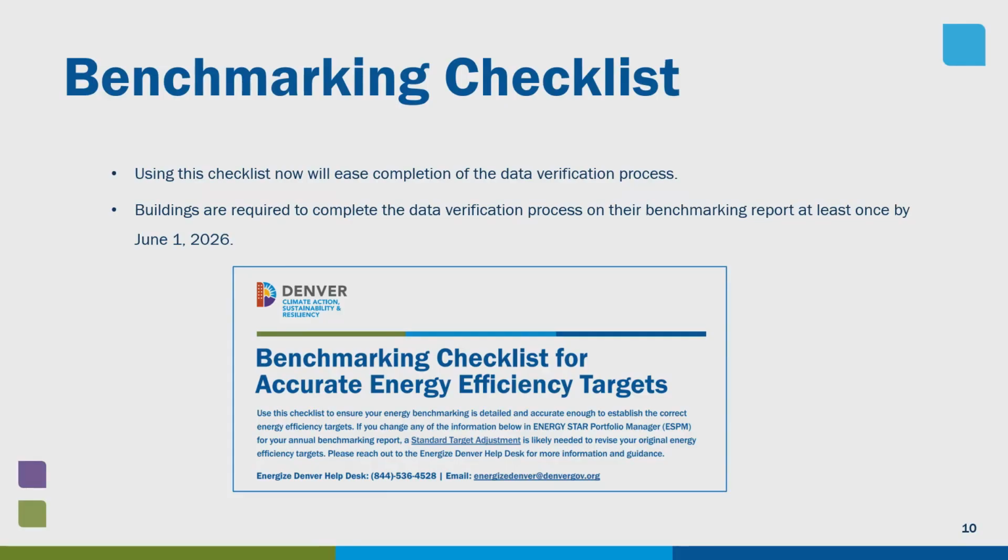All buildings are required to complete the data verification process on their benchmarking report at least once by June 1st, 2026. This does require hiring a third-party service provider who will complete and sign a data verification checklist after reviewing your Energy Star Portfolio Manager account information in depth. Part of this process may include assisting with updating data that has been entered if discrepancies are found. Depending on how inaccurate the data was, this could be a longer process than expected. So correcting errors prior to the data verification process could cut down on those corrections being initiated or completed by a professional.